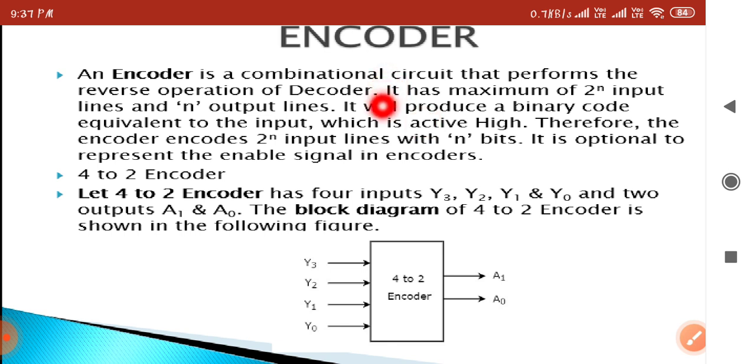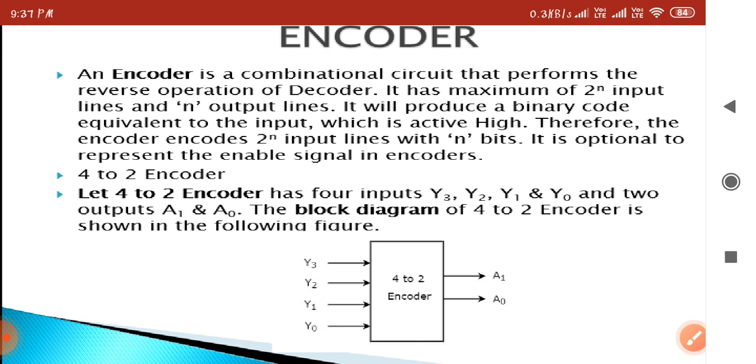That is the concept they are telling. It has a maximum of 2 raised to n input lines and n output lines. 2 raised to n is the inputs, n is the outputs. It will produce a binary code.